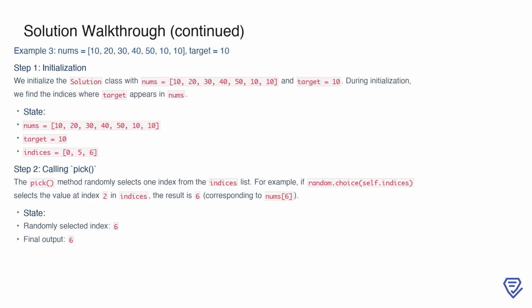For example, if the random selection picks the value at index 2 in the indices list, the result corresponds to nums[6], which is also 10. Consequently, the final output in this scenario would be 6. This demonstrates how the solution works consistently across different examples, ensuring randomness and correctness.